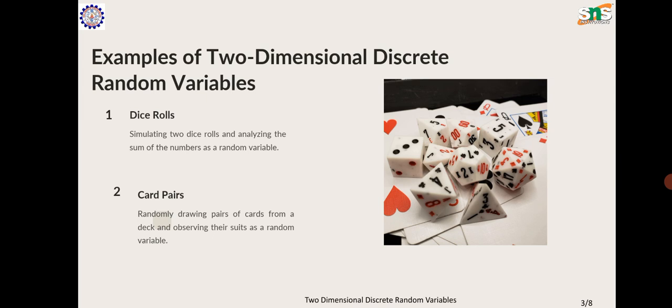Example of two-dimensional discrete random variables. Dice roll: simulating two dice rolls and analyzing the sum of numbers as a random variable. Card pairs: randomly drawing a pair of cards from a deck and observing their suits as a random variable.